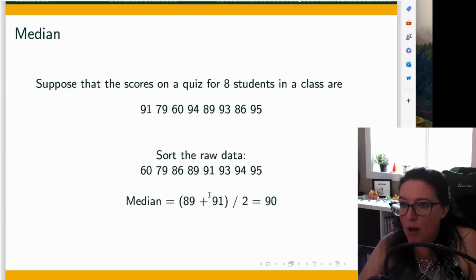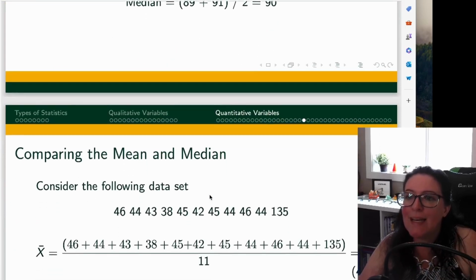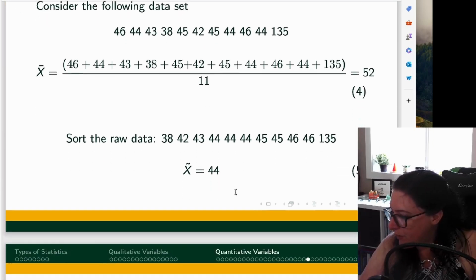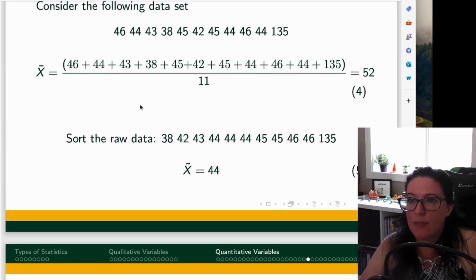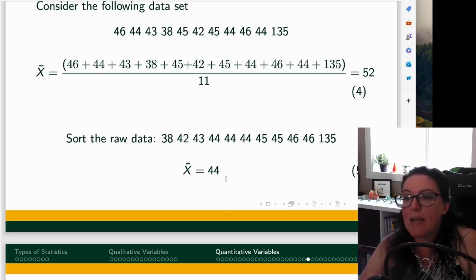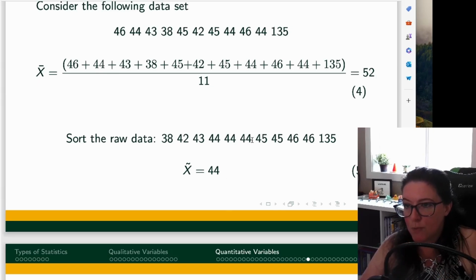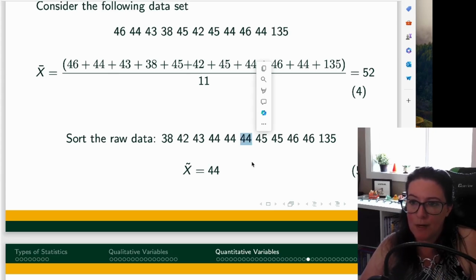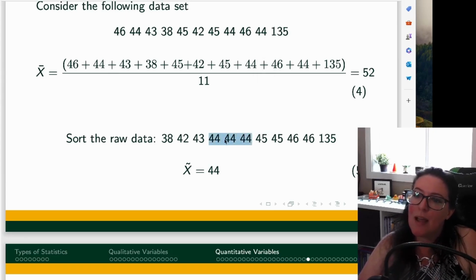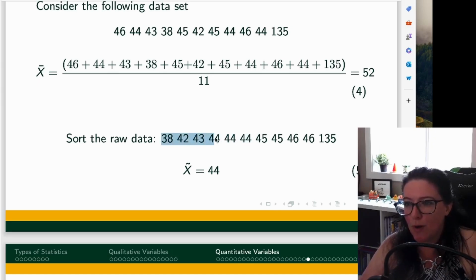So we can summarize the data with mean, median, and mode if we have quantitative data. So here you can see that this data set here has an average of 52 and a median of 44, which comes from sorting it and finding the number in the middle. Notice in this case there are multiple numbers that are the same. Okay, so they each get treated individually when you're looking for that middle number. So 1, 2, 3, 4, 1, 2, 3, 4. We get our middle number right here.